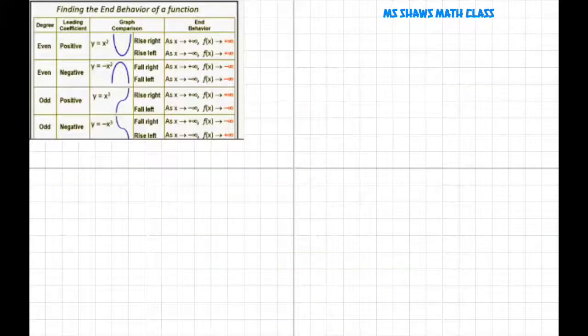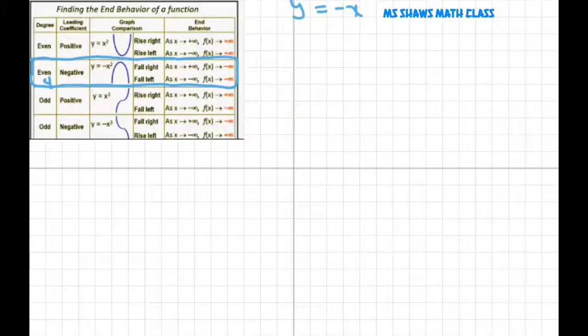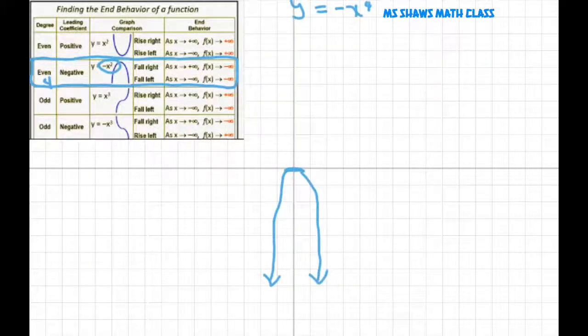So even and negative. We have even and negative, which is this branch right in here, this little box here. Our degree was 4, so basically our graph comparison is y equals -x to the 4th, which looks almost identical to that, except that it's flatter in here around the 0, and then it shoots down faster. So we don't really care about that so much as we do the end behaviors.